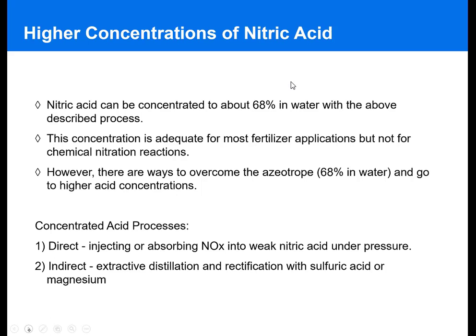The produced nitric acid can be concentrated up to like 68% in water, and this concentration is enough for most of the fertilizer production applications, but not for chemical nitration applications in organic transformations. There are other ways to overcome the azeotrope of nitric acid in water and get concentrations higher than 68%. And those include two main processes. The direct process includes the injection or absorption of nitric oxides into weak nitric acid under pressure. And the second indirect process includes the extractive distillation and rectification with sulfuric acid or magnesium.